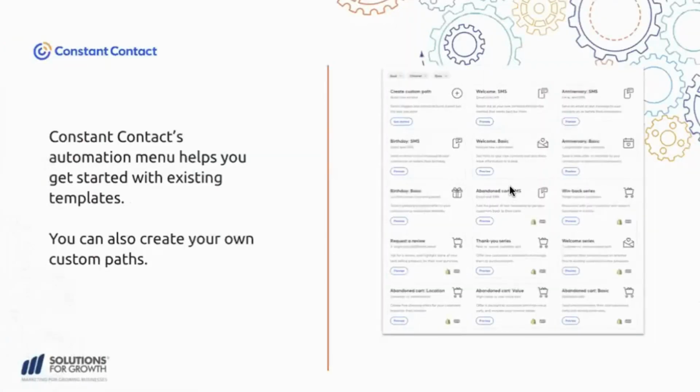What you see on the right is a screenshot that is the starting point of any automation program within the Constant Contact account. You can see that each one of them has a title. You can create a custom path. You can have a welcome SMS. SMS is texting, an anniversary SMS, same thing with birthday. You can, on the email side, the welcome basic email, as I showed you earlier.